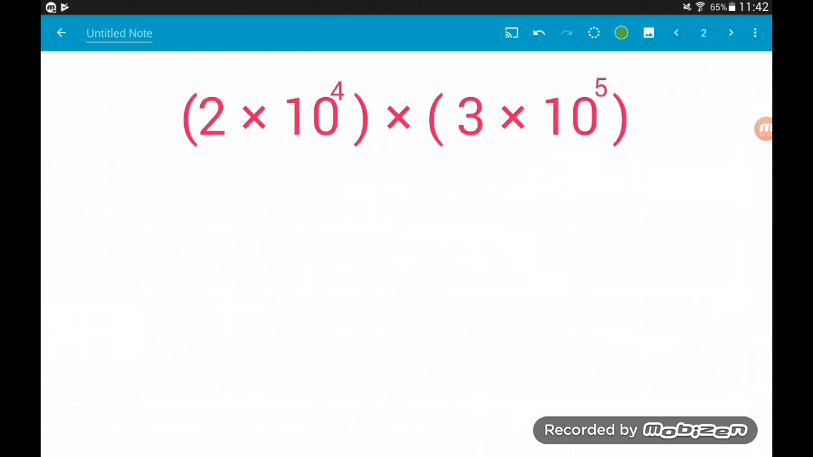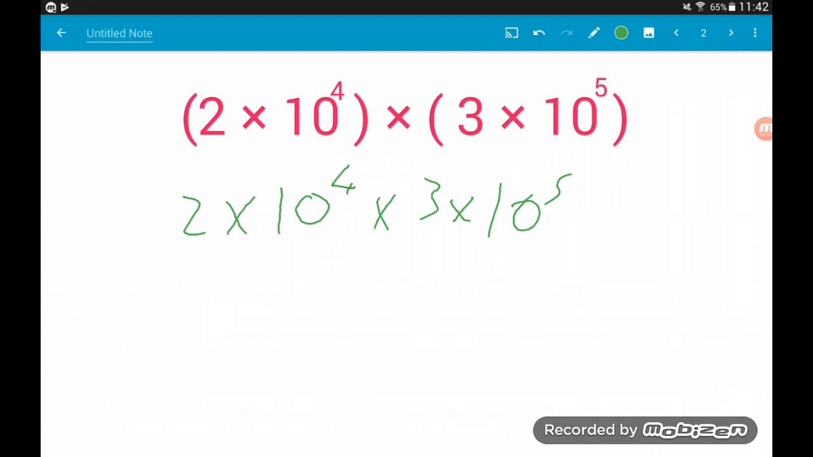Okay, so example 1, we want to multiply 2 times 10 to the power of 4 by 3 times 10 to the power of 5. First of all, it's really important to realise we don't really need the brackets here. This is one long chain of multiplication, so we could write it as 2 times 10 to the power of 4 times 3 times 10 to the power of 5. Now the next thing to remember is that multiplication is magic. It doesn't matter what order you do it in at all.